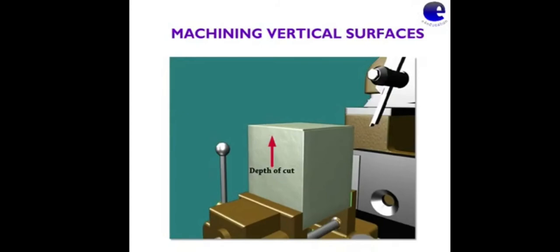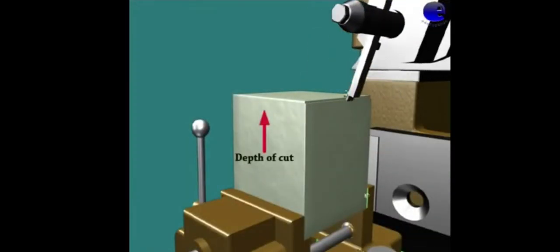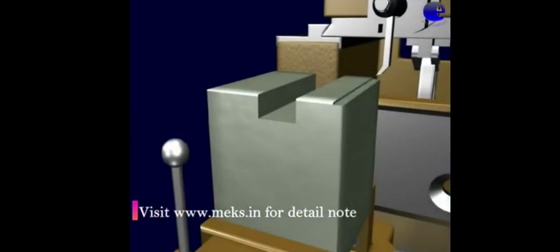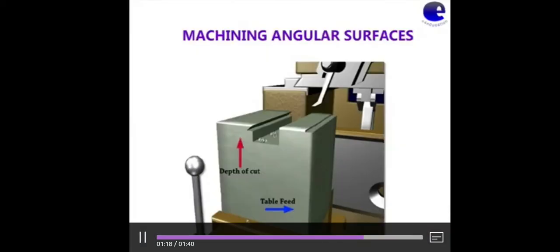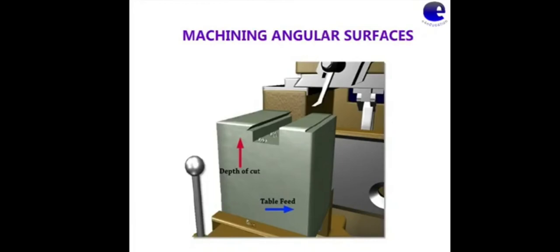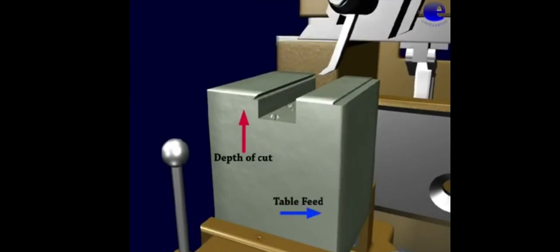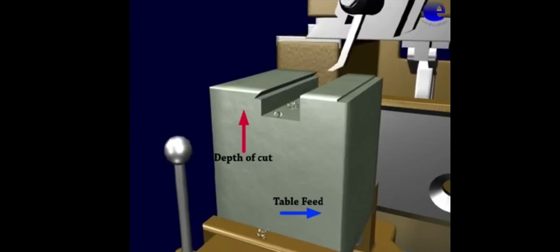Machining vertical surfaces. In this video, we will discuss machining a vertical surface in the shaping machine. Depth of cut. The 3D animation shows how vertical surfaces are machined in the shaping machine. Machining angular surfaces. In this video, we will discuss machining an angular surface in the shaping machine. Depth of cut. The 3D animation shows how angular surfaces are machined in the shaping machine.